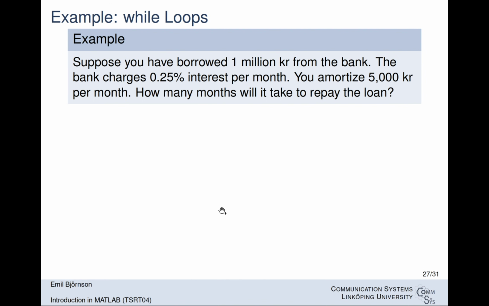So here is an example where we are using while loops. Suppose you have borrowed 1 million crowns from the bank. The bank charges 0.25% interest per month, and you amortize 5,000 crowns per month. How many months will it take to repay this loan? Well, that is something that is not so easy to guess by yourself. So let's write a script that takes care of it.